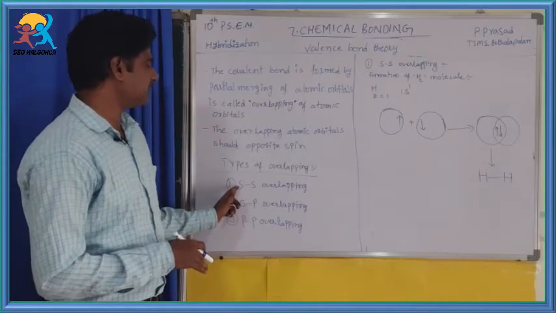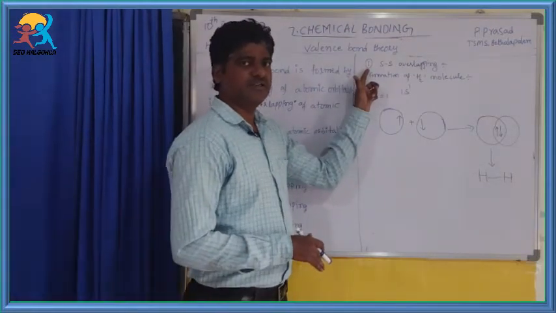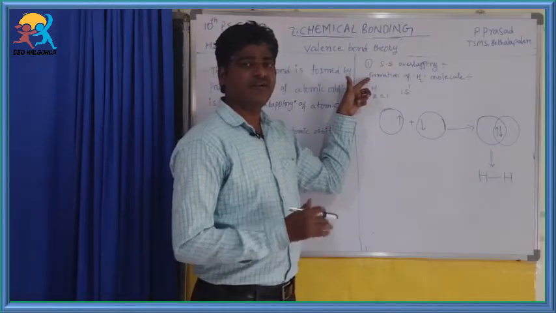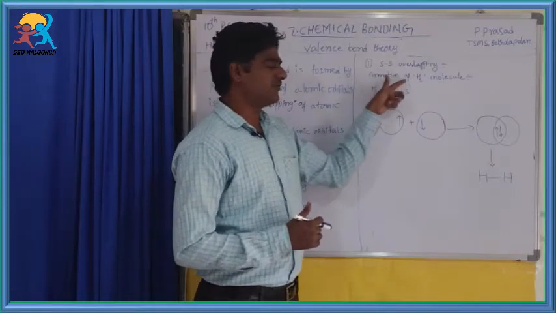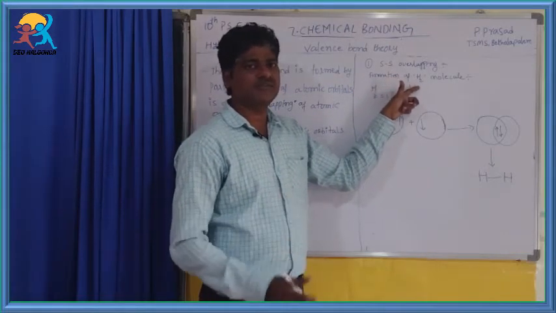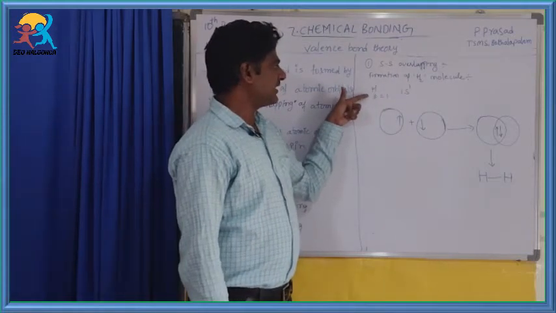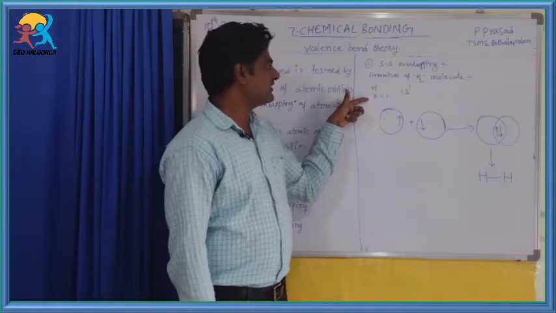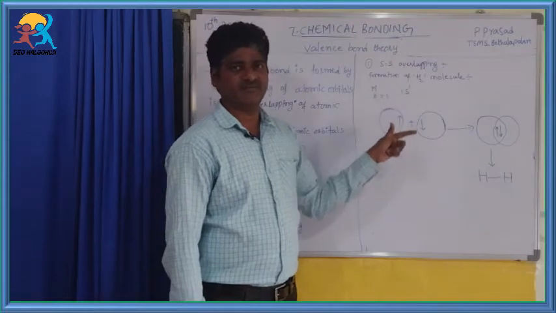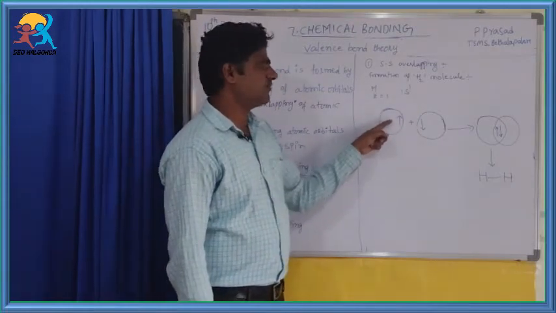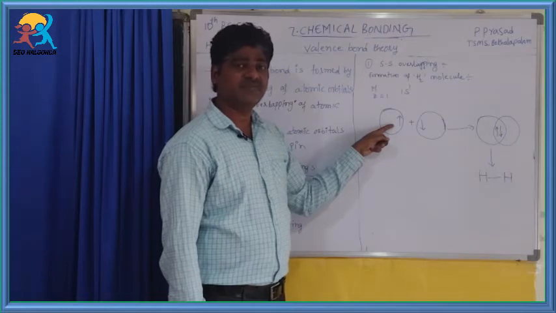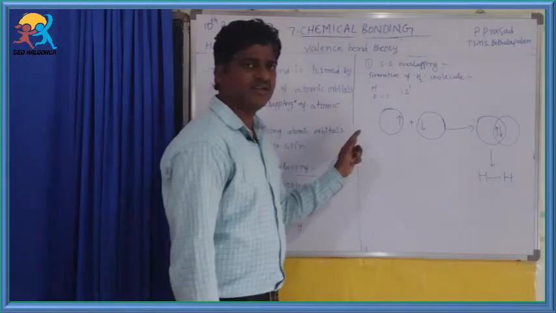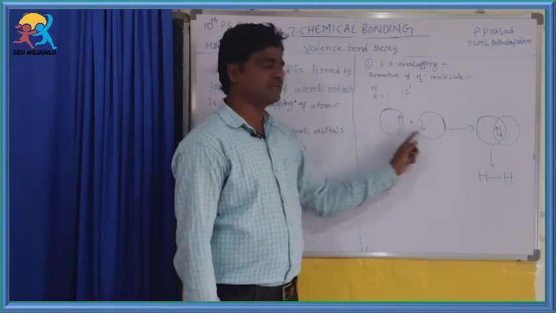Of these I am taking the first one, SS overlapping. What is SS overlapping? For that I am taking an example: formation of the hydrogen molecule. To form a hydrogen molecule, two hydrogen atoms are required. What is the atomic number of hydrogen? The atomic number of hydrogen is 1. So what is the electronic configuration? 1s1. That means in the s orbital it has only one single electron, that means an unpaired electron.